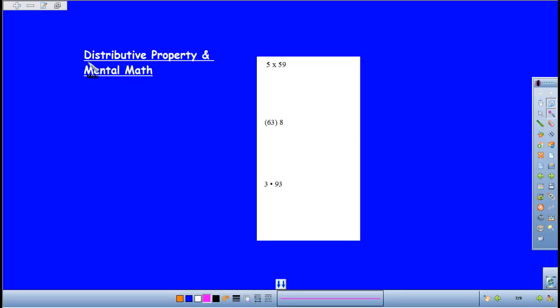Okay, you need to know how to do the distributive property in mental math. So if I'm going to do 5 times 59, that's hard to do in my head. So I'm going to split the 59 up, and I'm going to do 5 times, instead of 59, I'm going to do 50 plus 9. Then I'm going to distribute 5 times 50, which is 250, and 5 times 9, which is 45. Now I can easily add those together in my head and get 295.